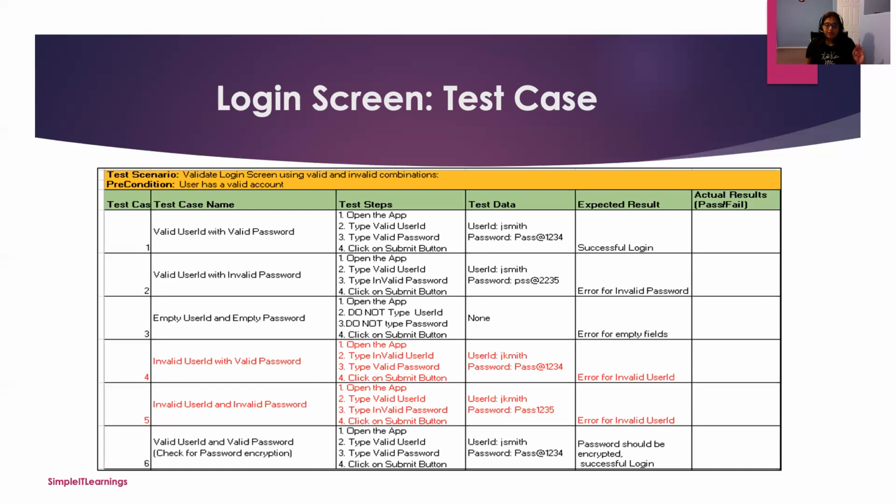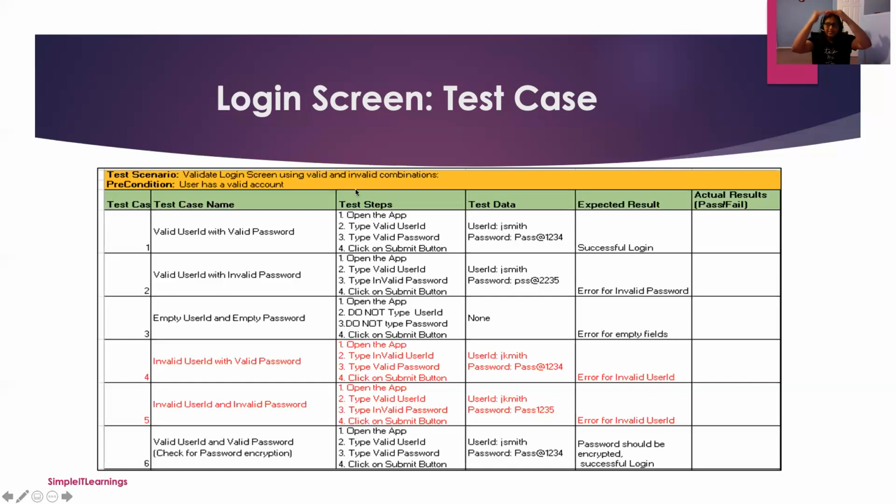In order to write any test cases, there are a few things that we have to always keep in mind: test case ID, the ID word is missing here, test case name, the steps, test data, expected results, and actual results. These are some mandatory fields that you have to write. In this case, the test case name is valid user ID and valid password.